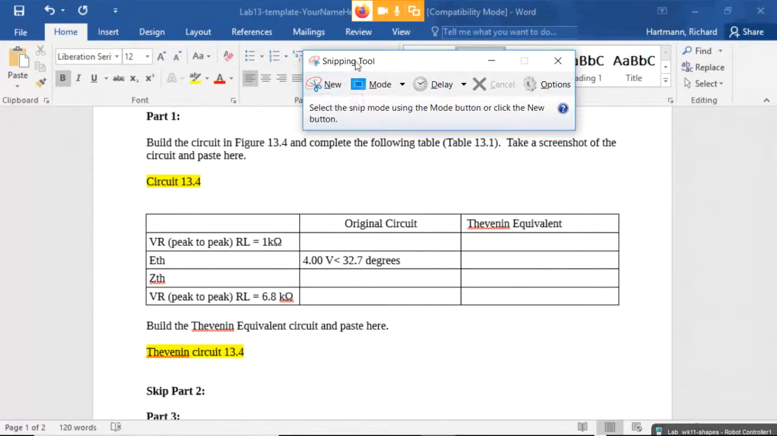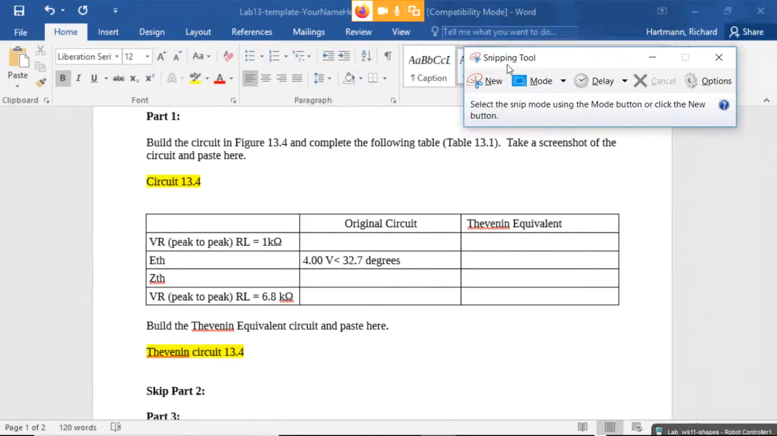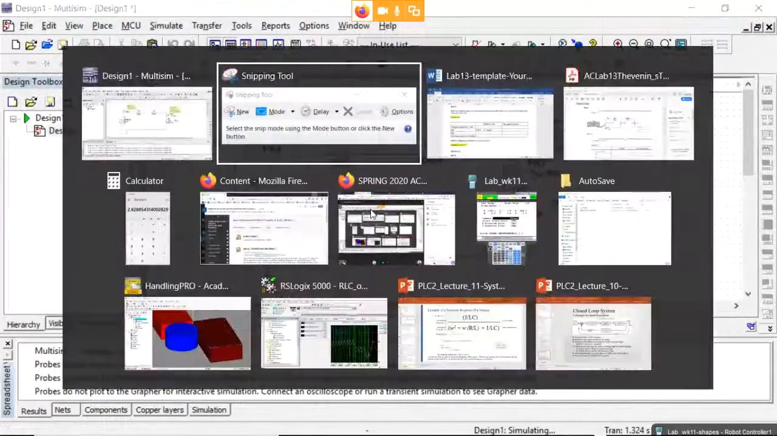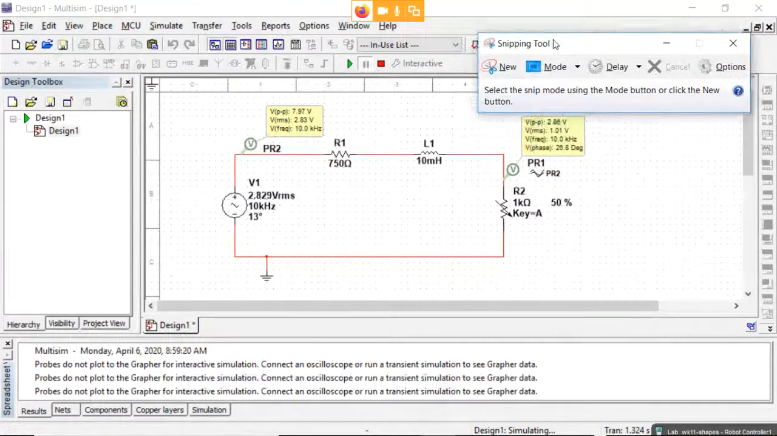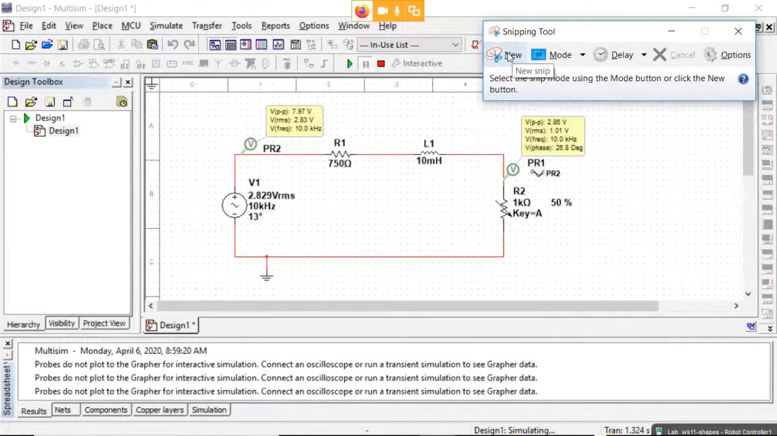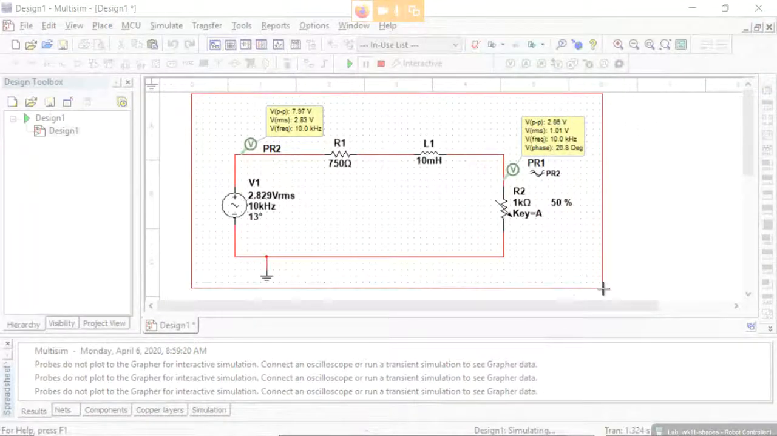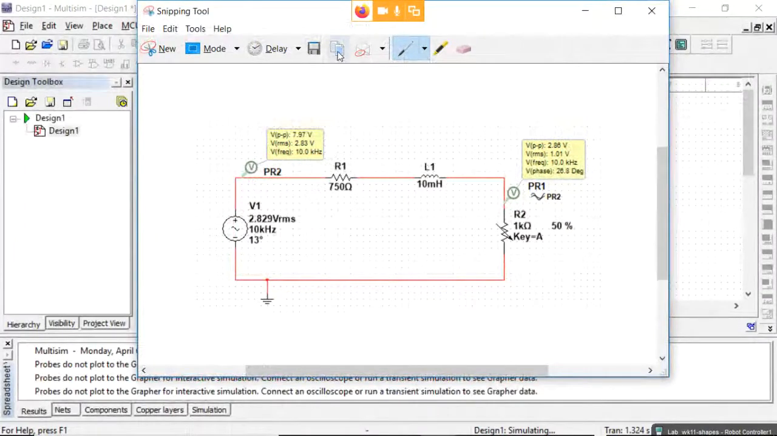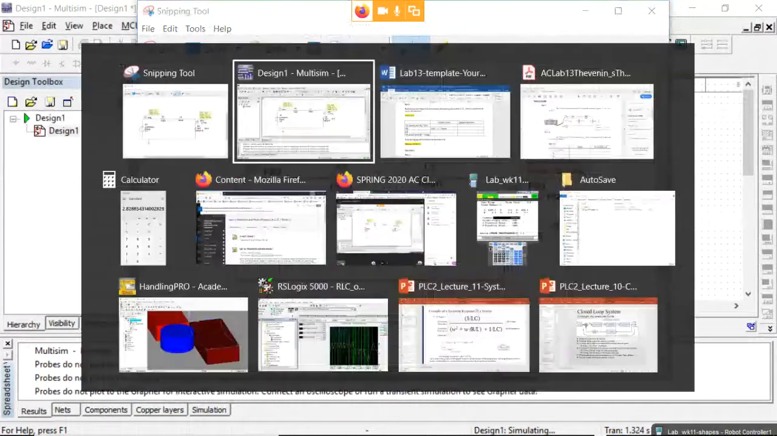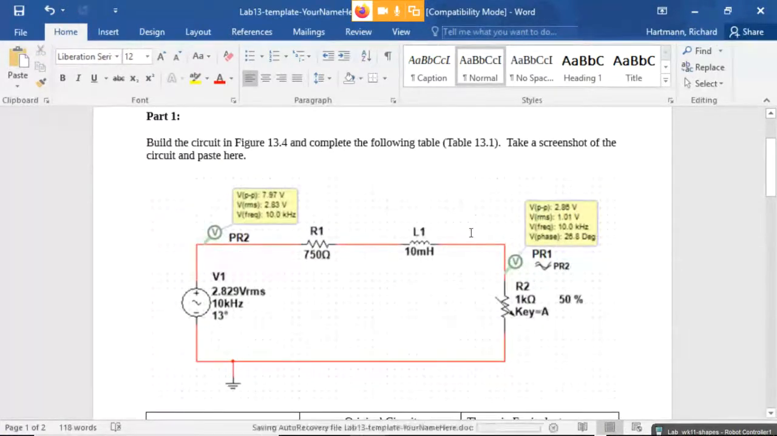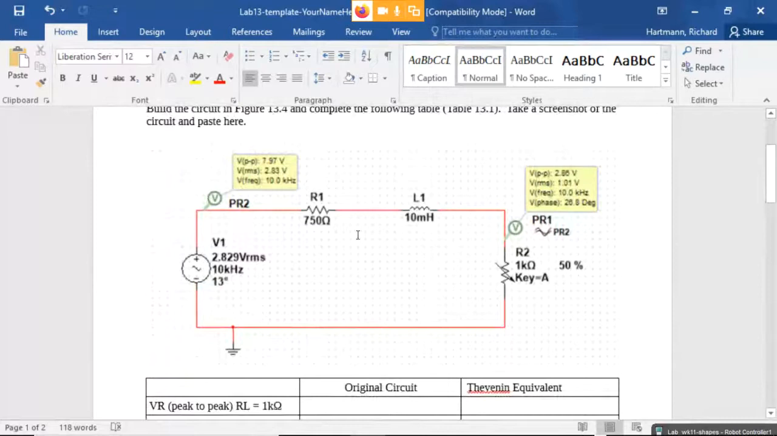We open the snipping tool, then go back to your program. For the snipping tool, press new, and highlight just the circuit like this. Then select copy up here at the top. Then we go over to our Word document, and right here where it's highlighted, I'm just going to paste in that circuit.